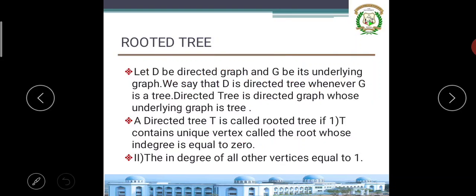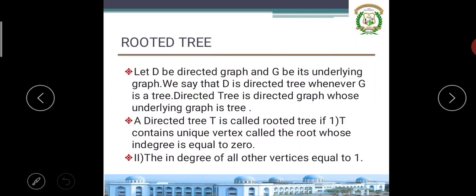Next one is a rooted tree. What is a rooted tree? What is a tree? Tree is clear to you. Just recall the tree definition: a connected graph with no, what is it with no what? Try to analyze that. A connected graph with no cycles. So a graph which doesn't contain parallel edges, loops and is connected, I call it a tree.